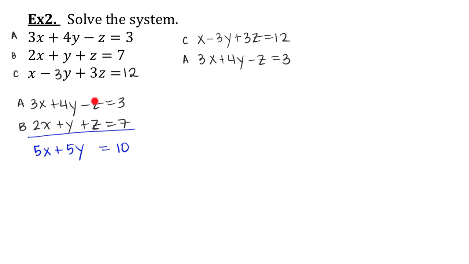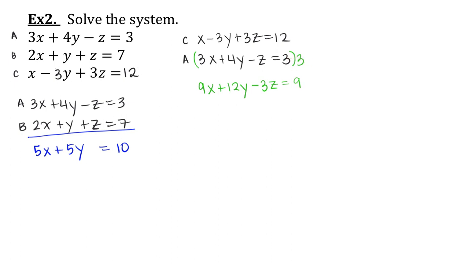Now, because I canceled the z's, I have to cancel the z's here. Okay, they don't cancel right now, but if I multiply a by 3, then I should be able to get it to cancel. Let me do that by 3. So 3 times 3, 9x plus 12y minus 3z equals 9. And then let me just double check that I timesed everything. 9, 12, 3, 9. Okay.